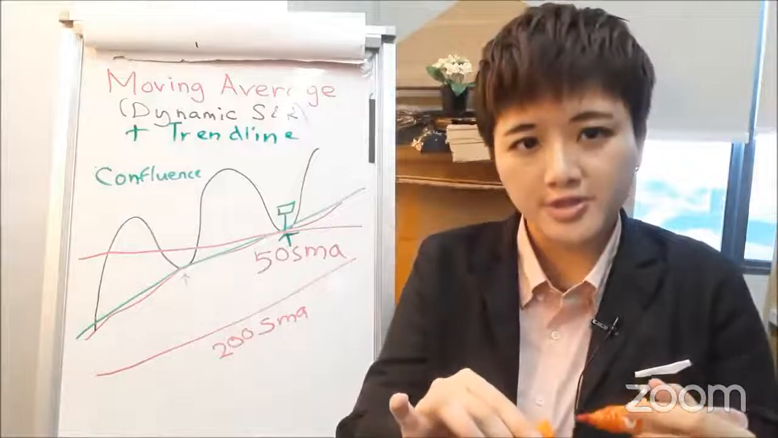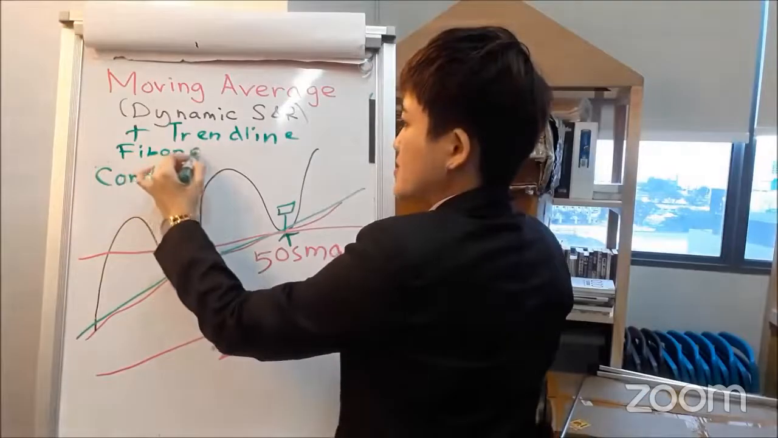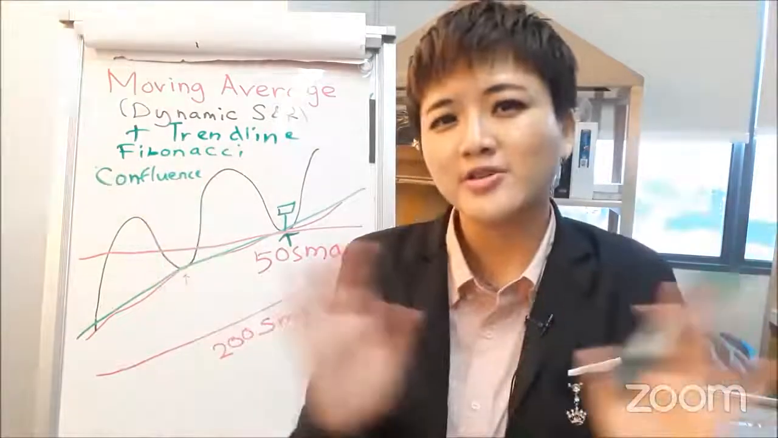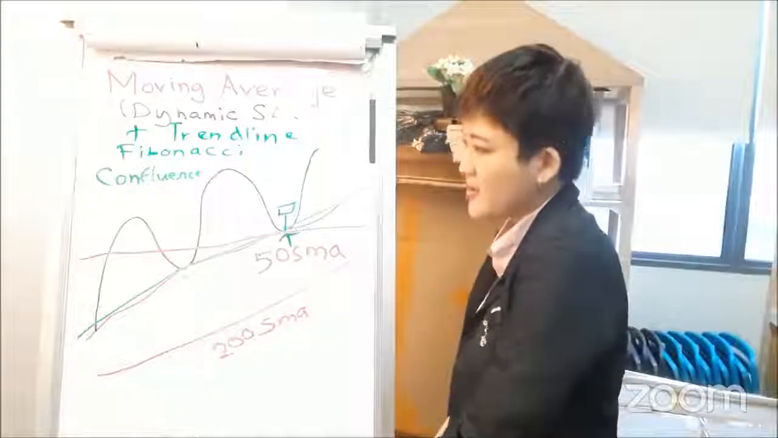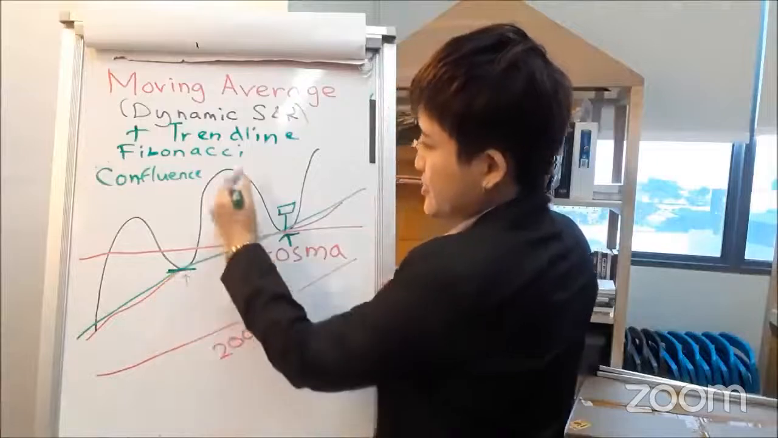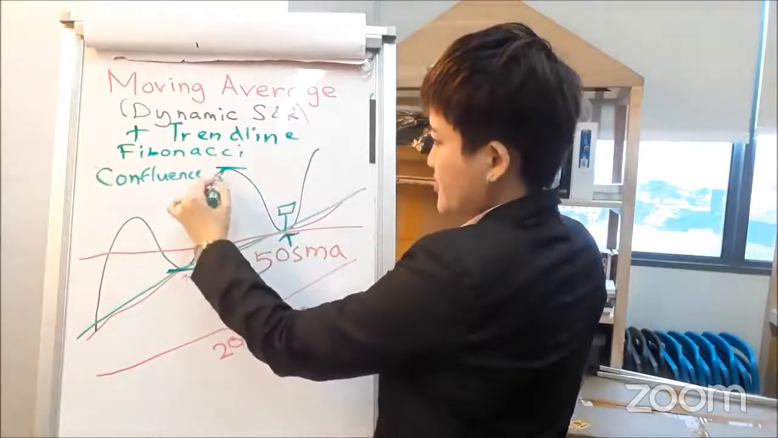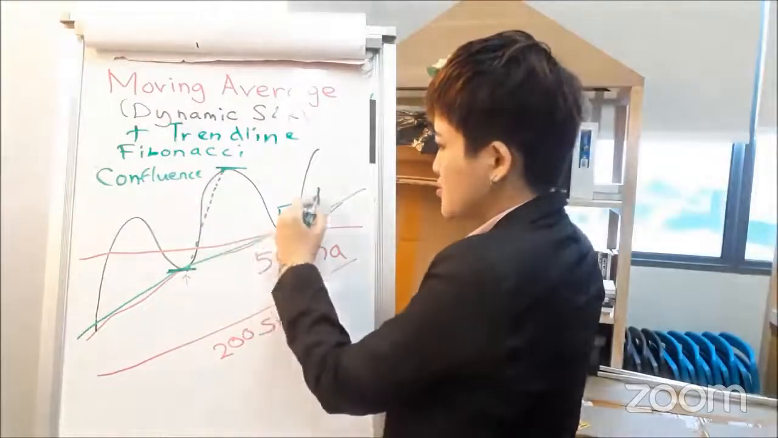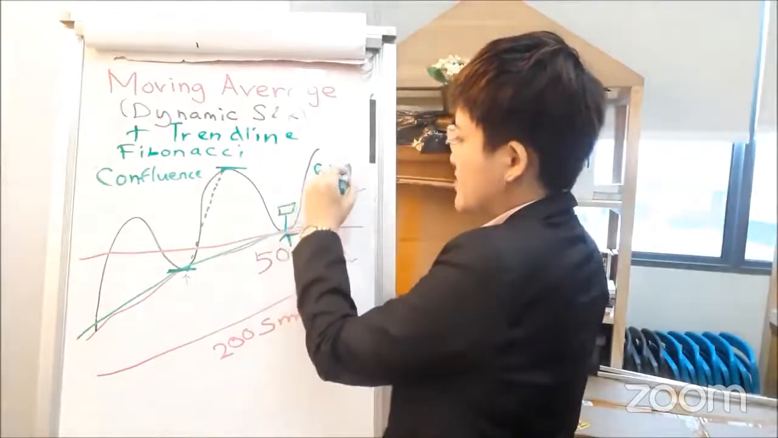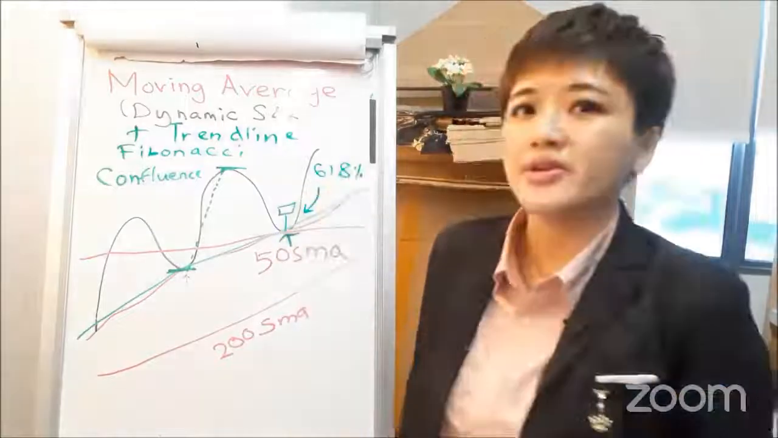triple layer confluence. What if you add one more thing? Fibonacci. In real life, you don't want to complicate things too much. You don't want to clutter your chart too much. Let's say you draw it from here to the top. Okay, you draw a Fibonacci, and you realize that price retraces to the 61.8 level.